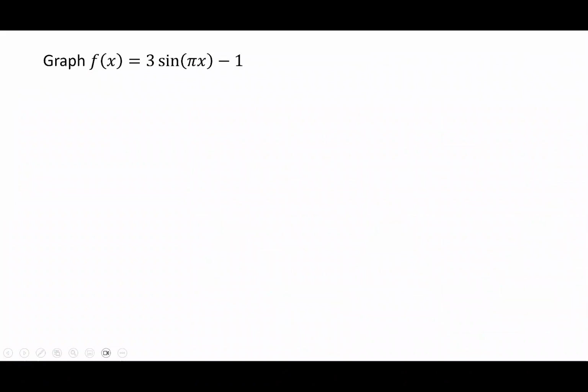You can see it shifted over a little from our phase shift, and we also see the amplitude of 4 reflected in the graph. Now let's try graphing f of x is 3 times the sine of pi x minus 1. We'll start by stating that the amplitude is 3, and we can see that the negative 1 is a vertical shift down 1 unit. This will give us a midline at y equals negative 1.